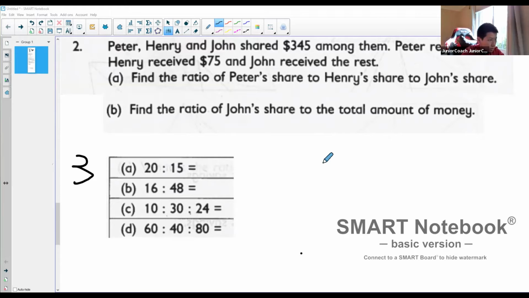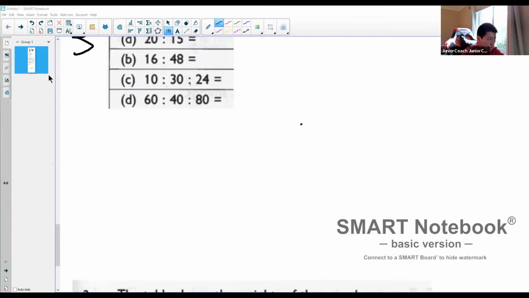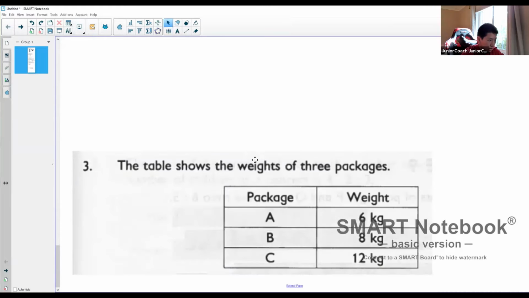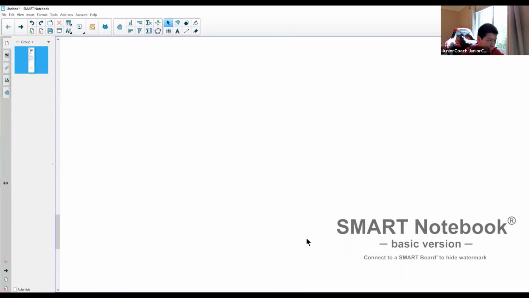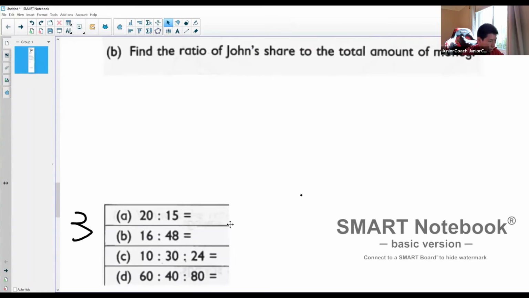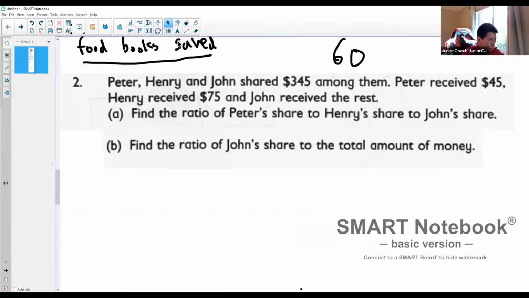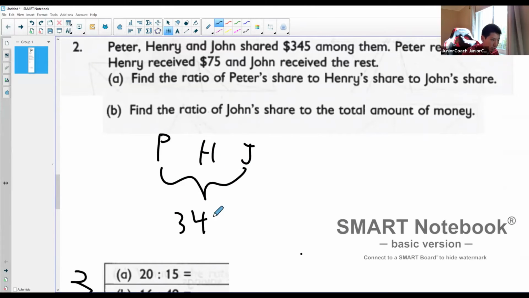So for this, I'm going to move down a bit because we don't have that much space. I'm going to drag this question down a bit more. And I'll drag this question down. All right, that looks good. And I have this space to work with. Okay, so we have Peter, Henry, and John, and all of them combined have $345.